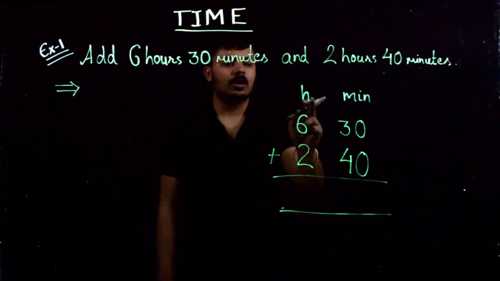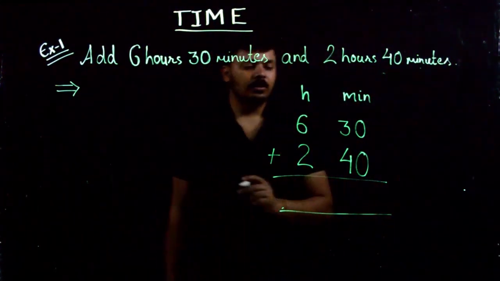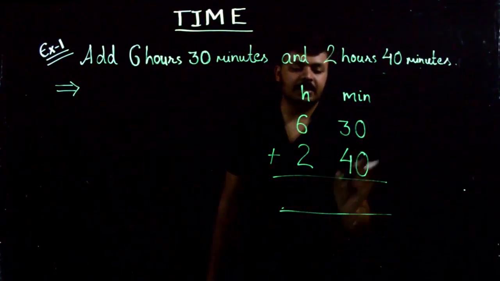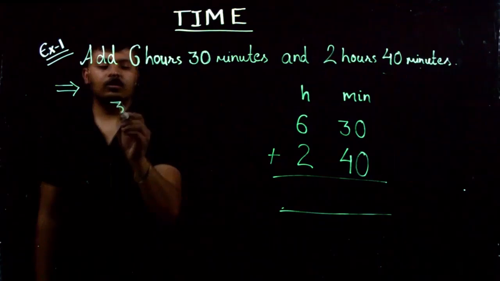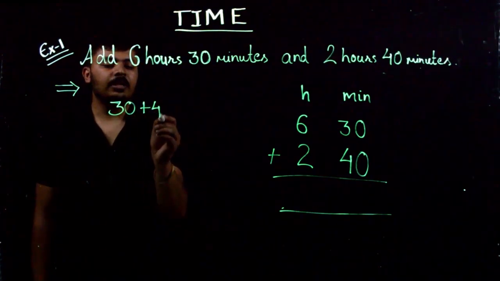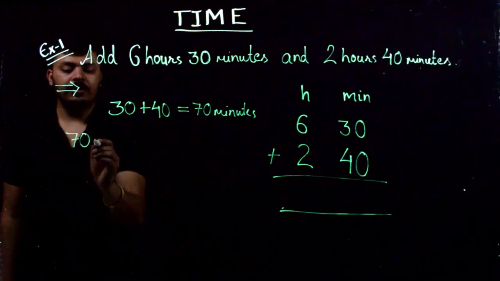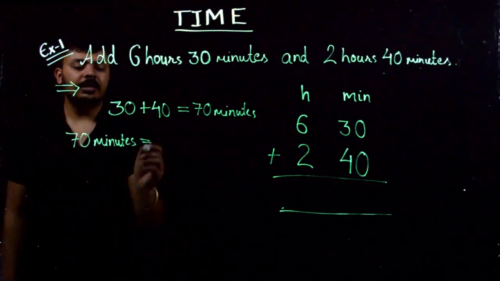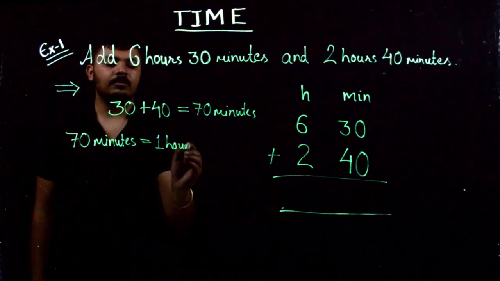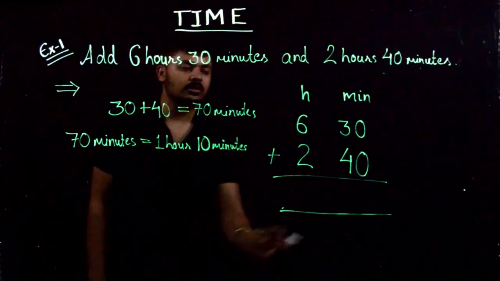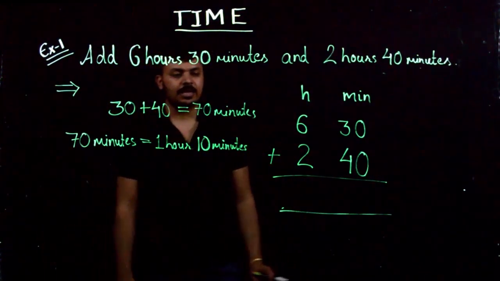So H for hours and M for minutes. We'll add both the columns separately. Let's first add the minutes. 30 plus 40 equals 70 minutes. Now 70 minutes can be written as 1 hour and 10 minutes. So this 1 hour gets carried over to the hours section.